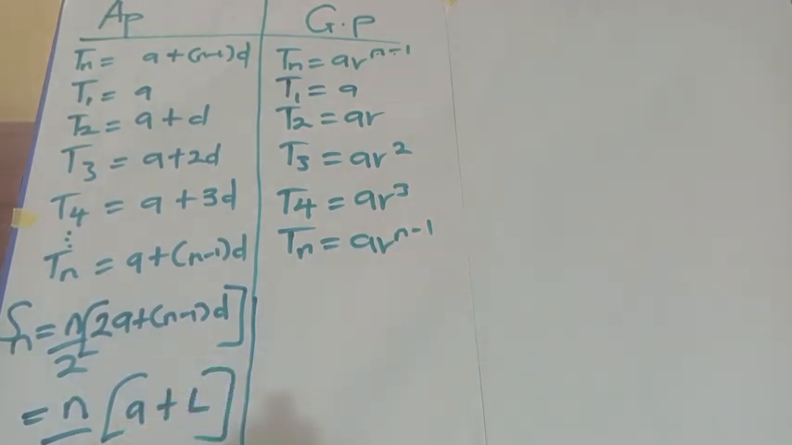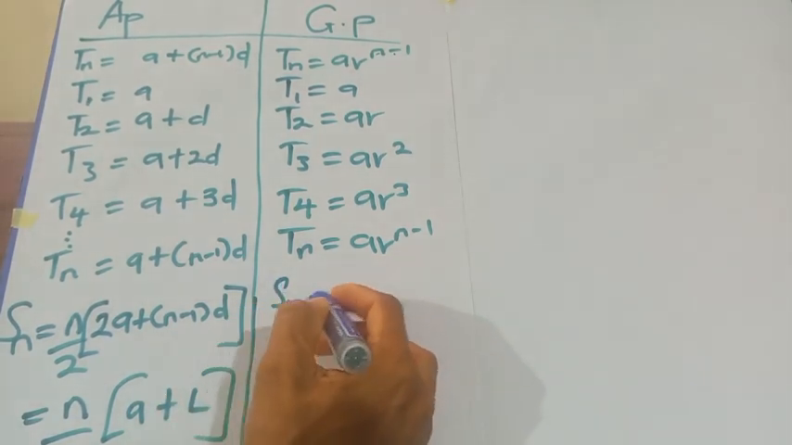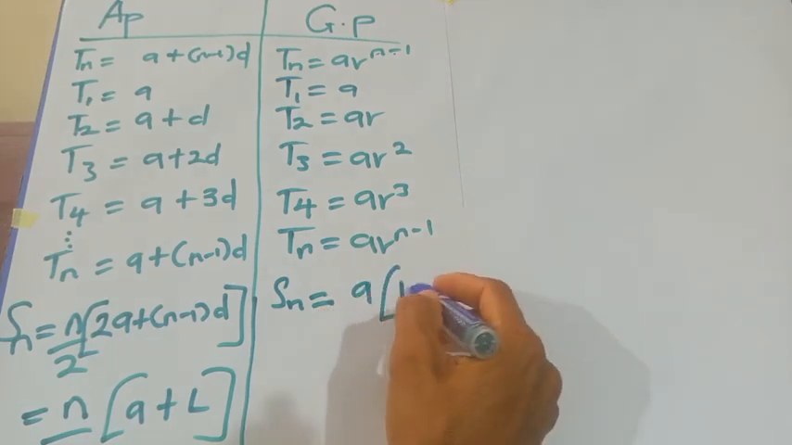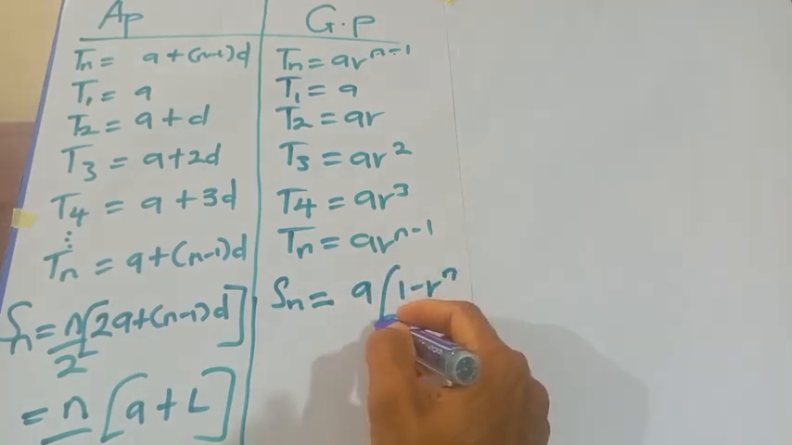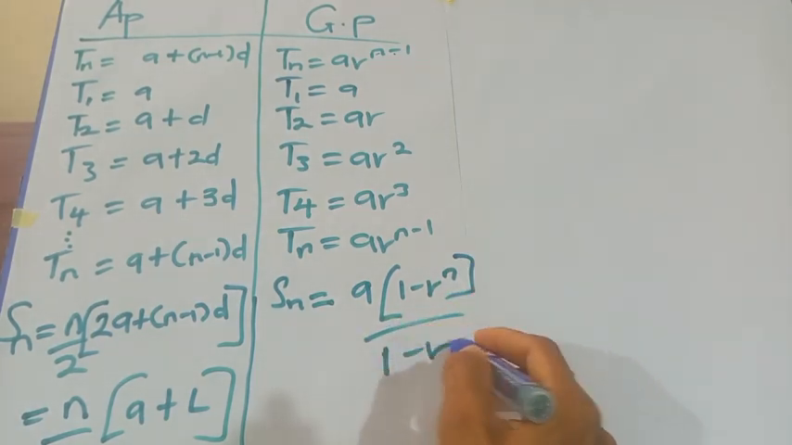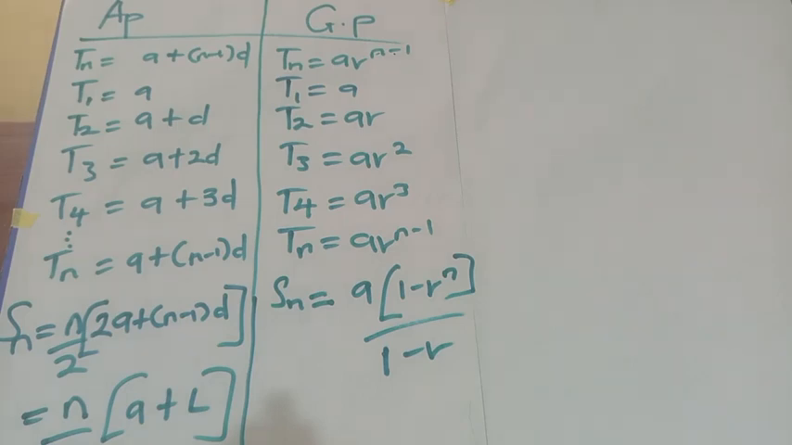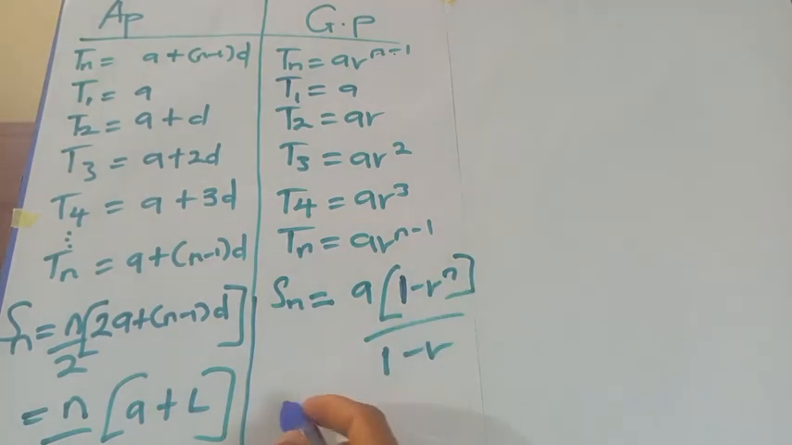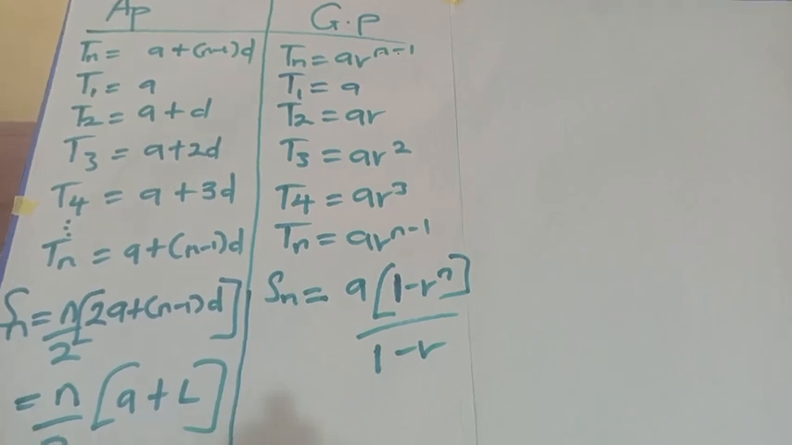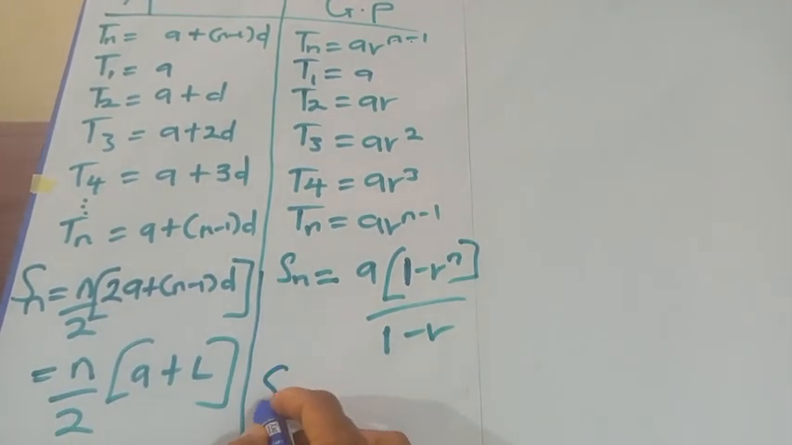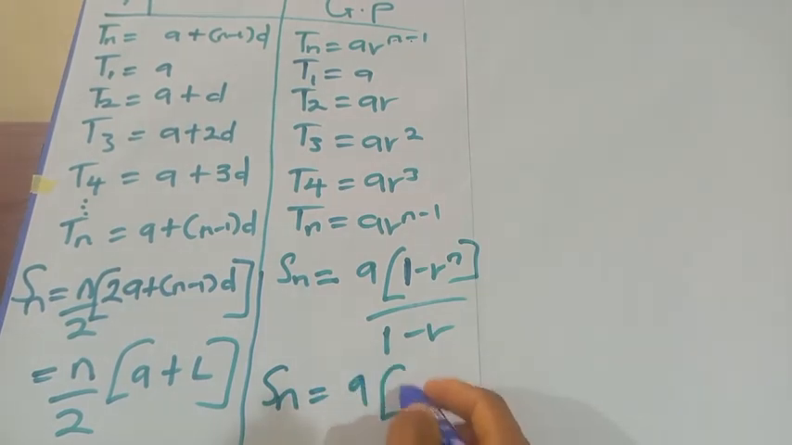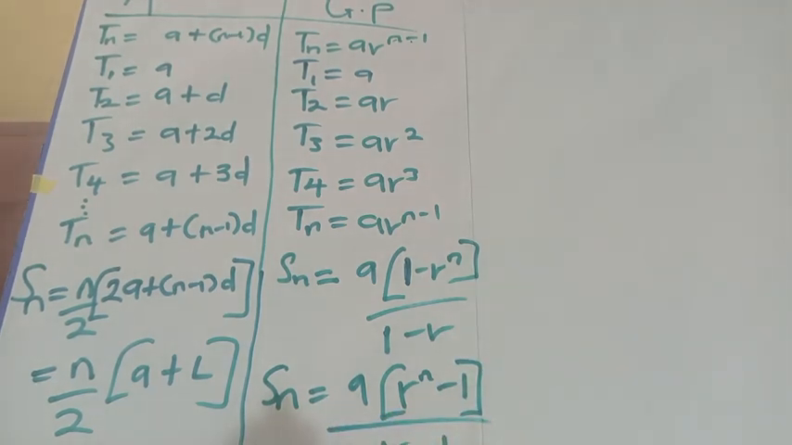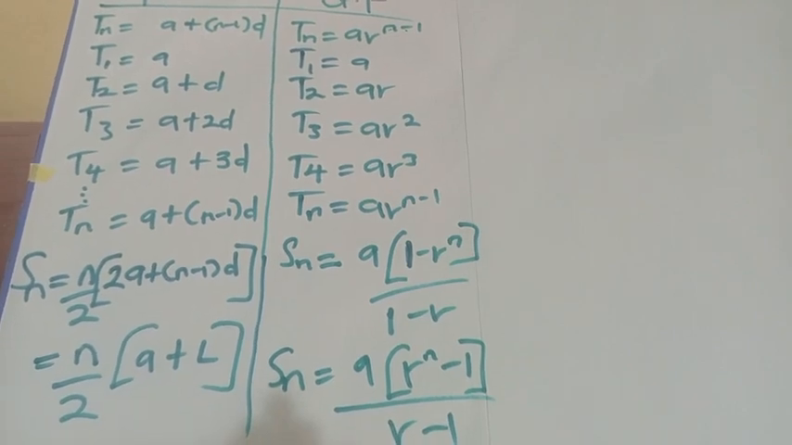So now for GP, the sum of terms is A into 1 minus r to the n over 1 minus r. This is for r less than 1. When it's less than 1, you see 1, every other thing is less. Then what if you have it to be greater than 1? If it's greater than 1, you're going to have it as Sn is equal to A into r to the n minus 1 all over r minus 1. You can snap or write down this formula, it is going to help you. So let's go ahead and solve our question.